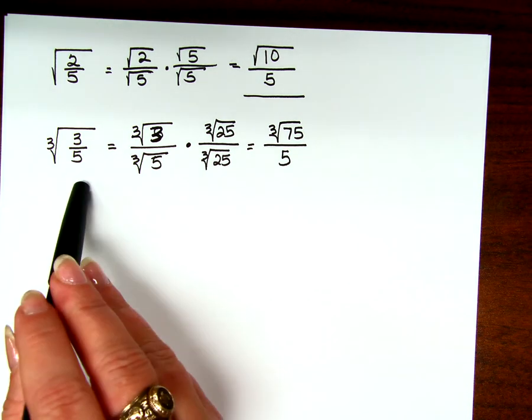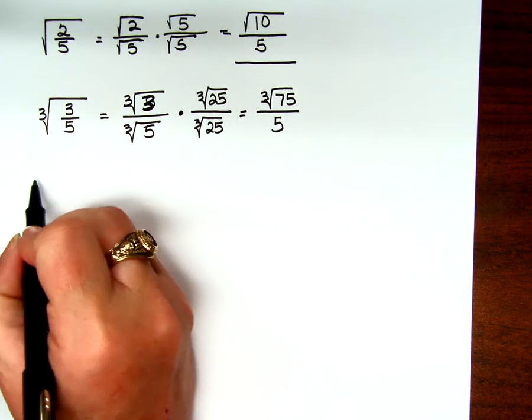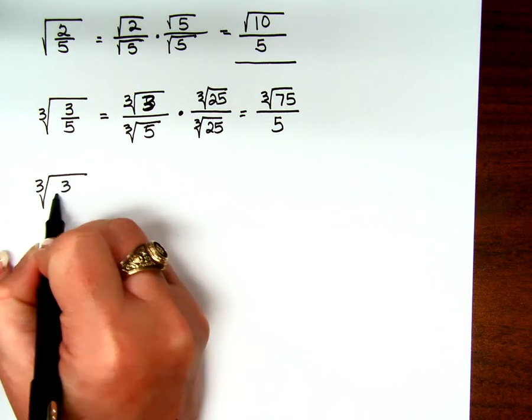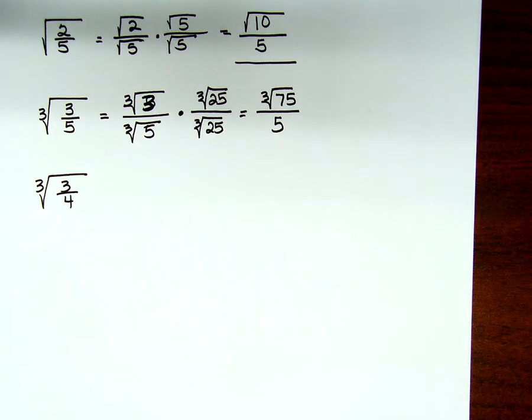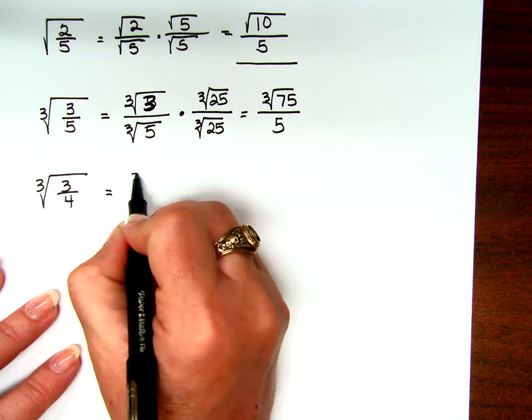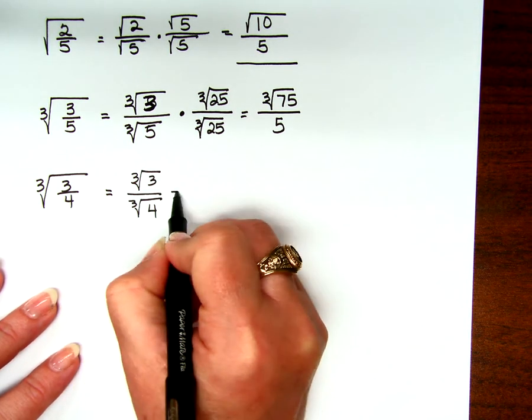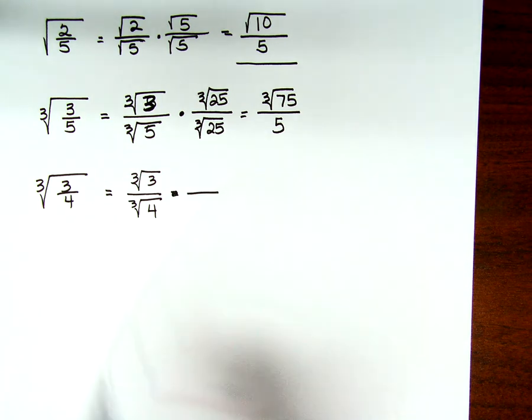I'd like to do one more of these if that's okay, but it's going to make you think. Are you ready to think? Yes? Okay, awesome. Cube root of 3/4. What do I want to do first? Split it up. Cube root of 3 over the cube root of 4. What value of 1 am I going to choose? What value or what number related to 4 do I know the cube root of?